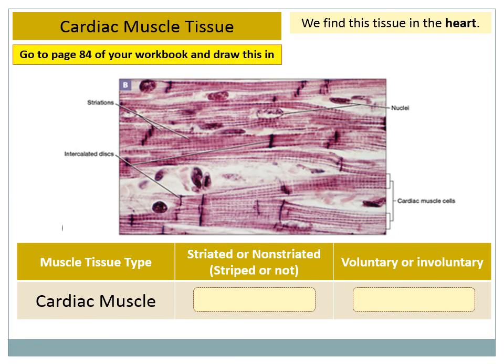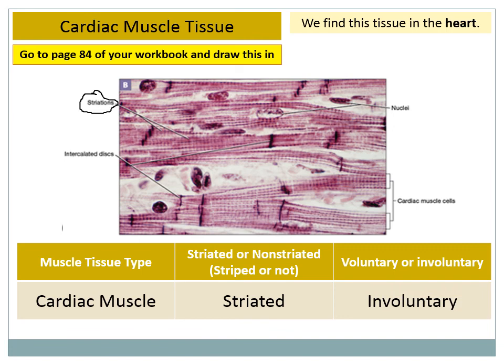The next kind we have is cardiac muscle tissue. We find this tissue in the heart, so cardiac should make you think of your heart. Looking here at this picture, is cardiac muscle striated or not? Okay, again, we can see these right here. They're called striations. This is definitely striated. Thinking about heart tissue, do you voluntarily control when your heart contracts? No, you do not. This is involuntary.